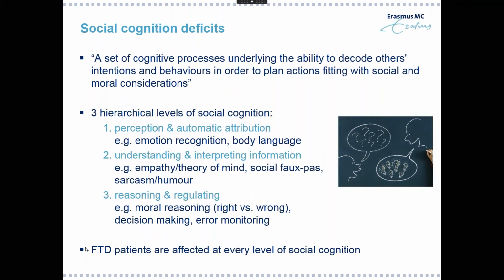The second level is understanding and interpreting social information. It includes empathy, understanding social faux pas, and understanding humor and sarcasm. The third level includes reasoning and regulating, and has to do with moral reasoning and decision making, so deciding between right and wrong, and for instance also error monitoring. And we see that FTD patients are affected at every level of social cognition in early disease stages.